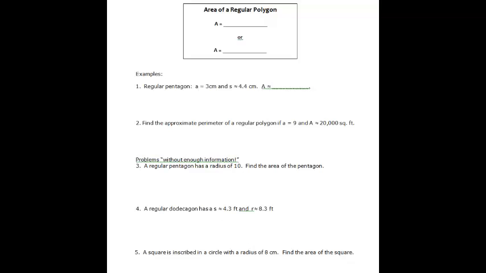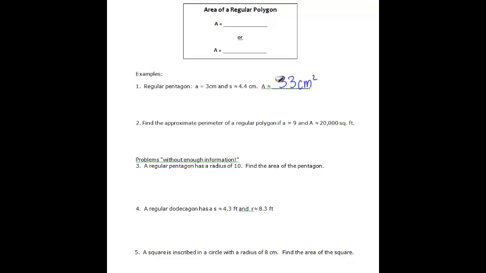You just plug into 1/2 AP, and it's a pentagon, so it's 1/2 times 3 times 5 times 4.4, and you should get approximately 33 centimeters squared. Don't forget your units here. That's going to cost you half a point on every problem if you do.